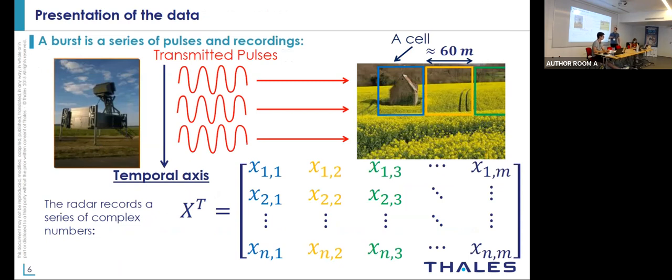Now I present the radar data. I focus on a single burst, which is a single radial axis from the radar. In this single direction, the radar sends a burst, which is a series of pulses, and after each pulse, the echoes are recorded by the radar. After the first pulse, the first line of the matrix is recorded, and the first complex number is related to the first cell. Then the radar sends around 10 pulses, so there are around 10 lines in this matrix. Each complex number's modulus represents the amplitude of the signal recorded, and its phase represents the difference of phase between the emitted signal and the received signal.